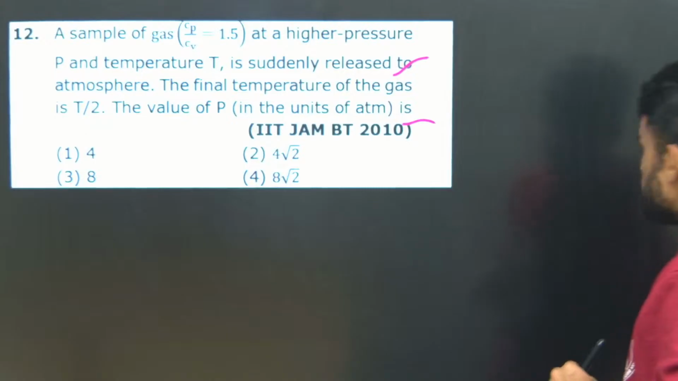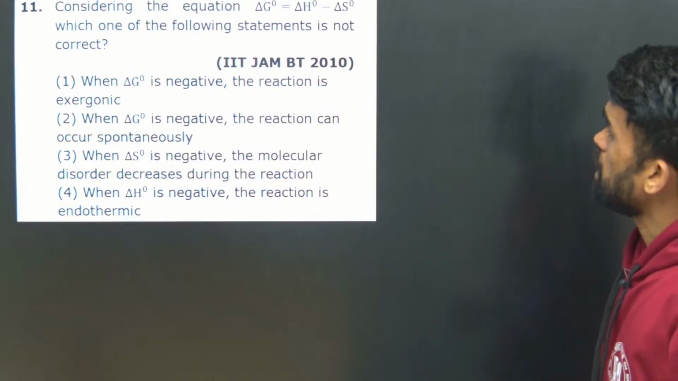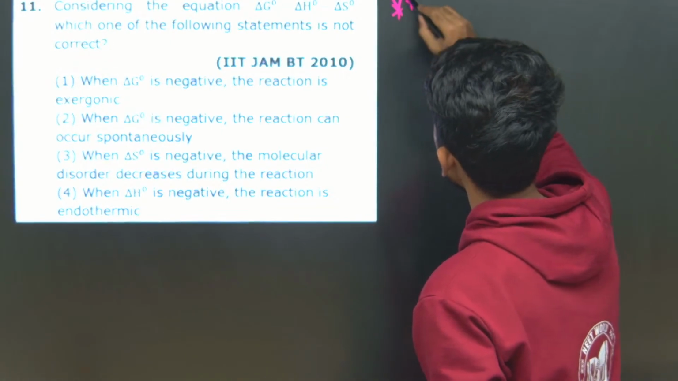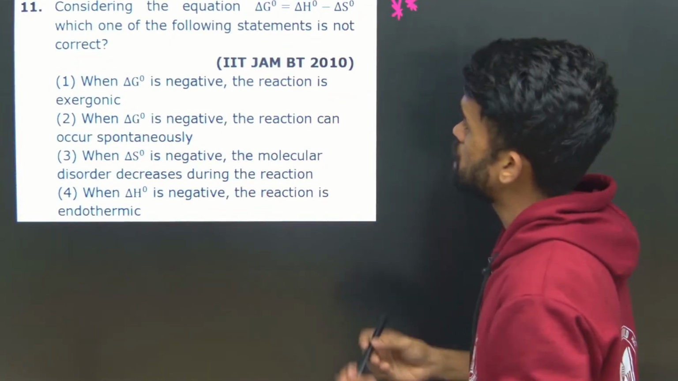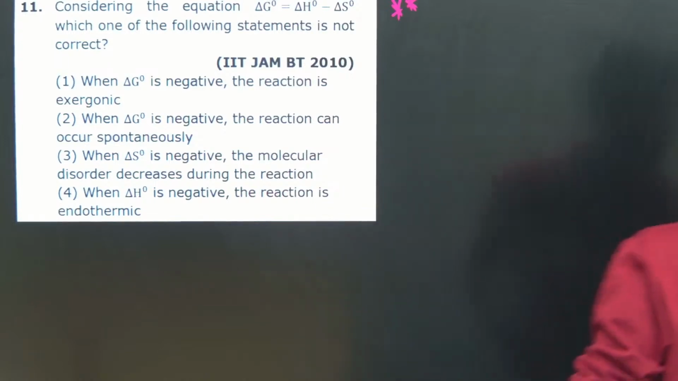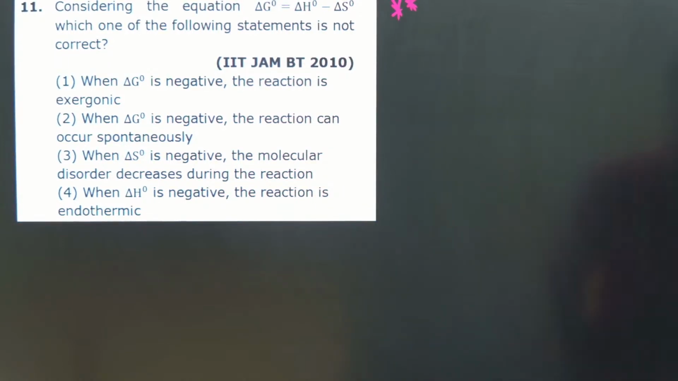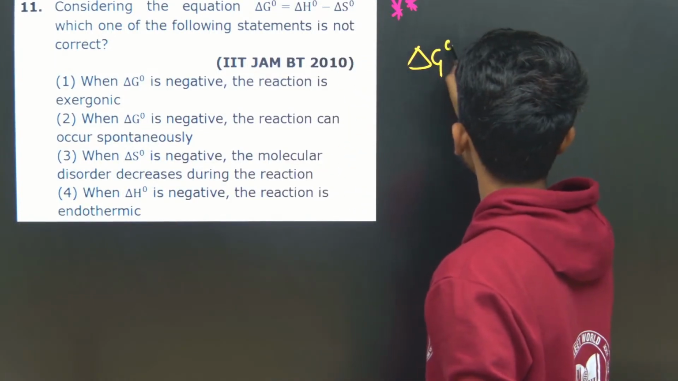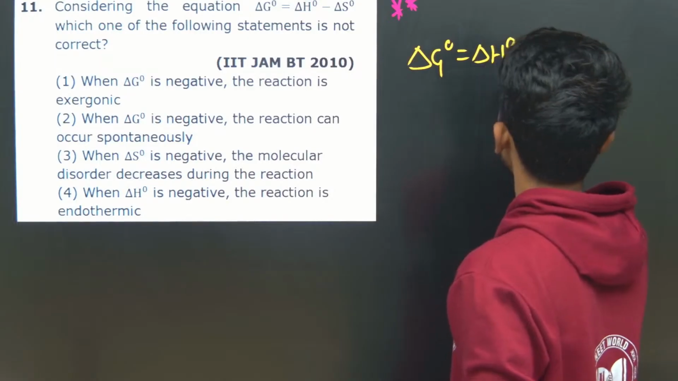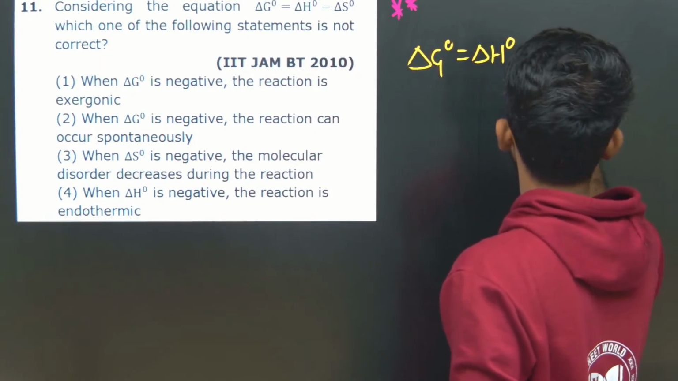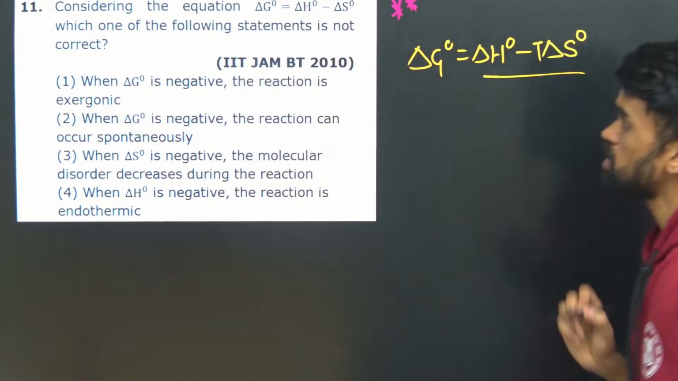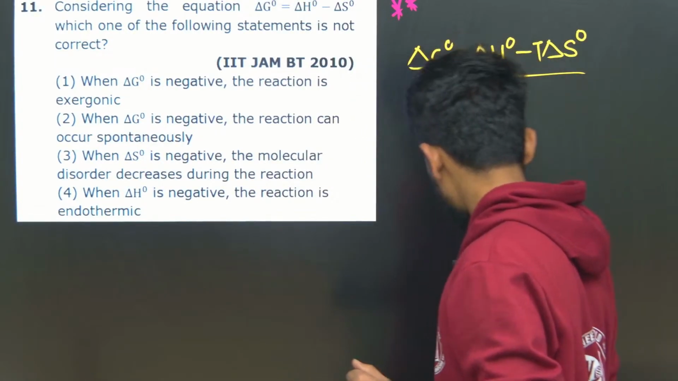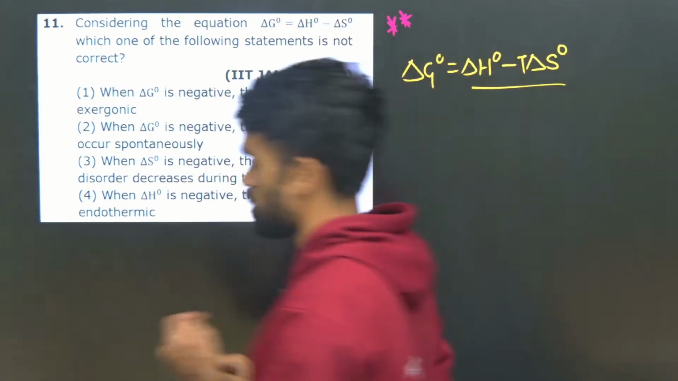Next, look at this. Consider an equation, again it's a very important relation. Consider the equation given here, which of the following statements are true? They are saying delta G naught equals delta H naught minus T delta S naught. This is the relation they have given, and they are asking which is not true. You can expect a direct question from this relation in the exam.